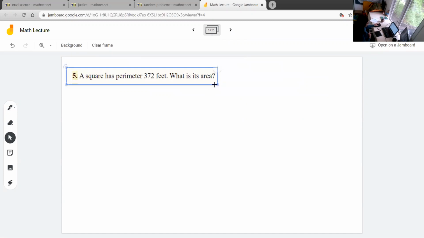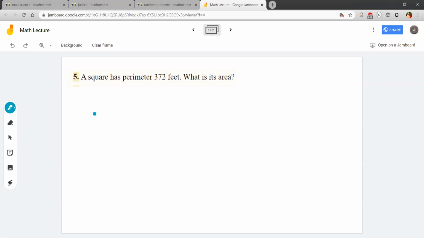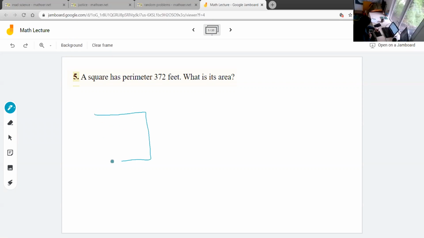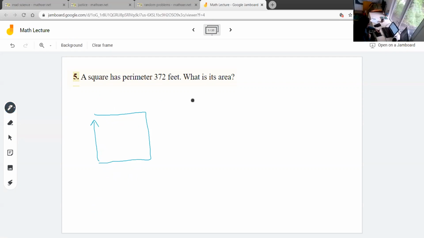This is a tricky problem. Area is length times width, and I'm not telling you length times width, so what do we do? Assuming I can actually draw a square, if I went all the way around, that would be 372 feet. And since it's a square, it's 4 equal sides. So for this one, you could just divide 372 by 4, correct? Correct. Everyone understand the trick? Yes.